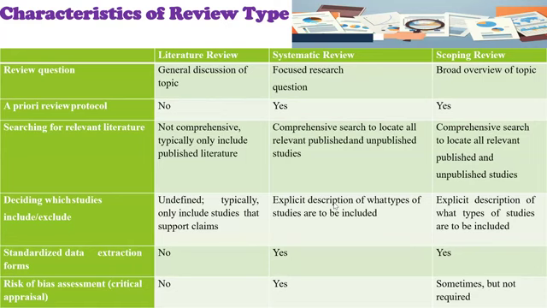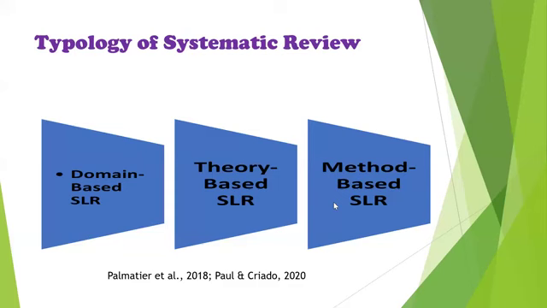Also, when it comes to writing your normal literature review, there's no data extraction table, while for the systematic and scoping review, there is a data extraction table. While for the risk assessment, there is a quality appraisal. For the literature review, it is not required. For systematic review, it is compulsory. Then for scoping review, sometimes it's also required.